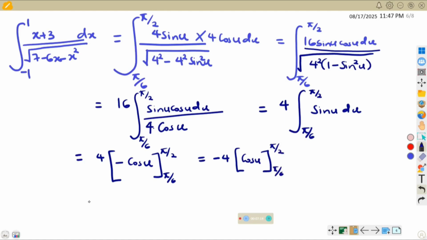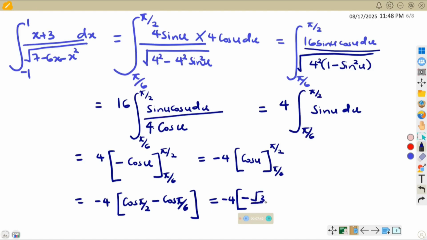When we are substituting the limits, we begin with the upper limit and we subtract the lower limit. So it will be cos pi over 2 minus cos pi over 6. This is the same as having negative 4. Cos pi over 2 is always a 0, and cos pi over 6 is root 3 divided by 2. So negative 4 times negative root 3 over 2, these two will reduce this, and you will get a 2. Negative and a negative, you will get a positive, which will give you 2 root 3.